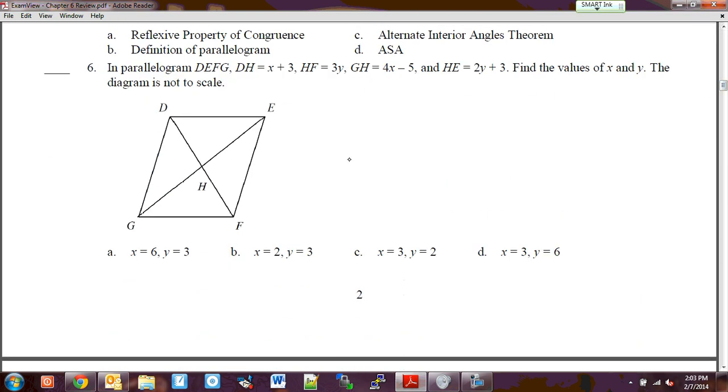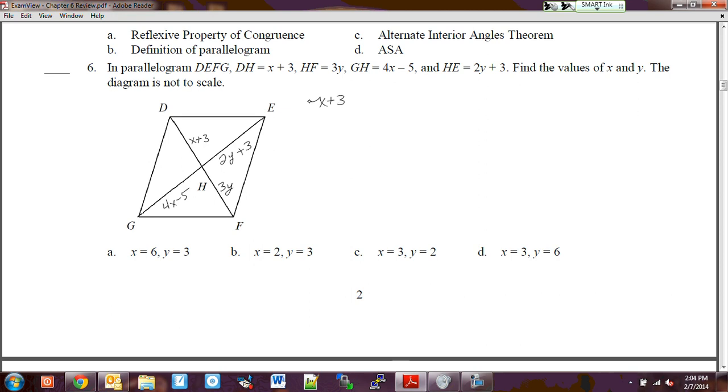Number 6. In this parallelogram, DH is x plus 3. GH is 4x minus 5. HE is 2y plus 3. And HF, I skipped, is 3y. So since it's a parallelogram, we know the diagonals bisect each other.